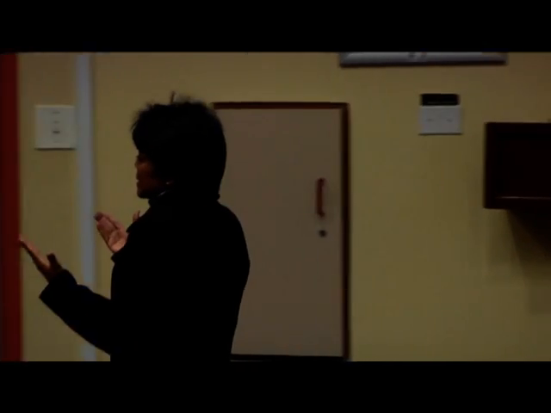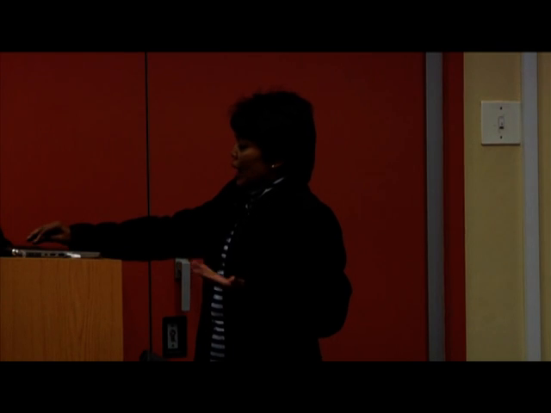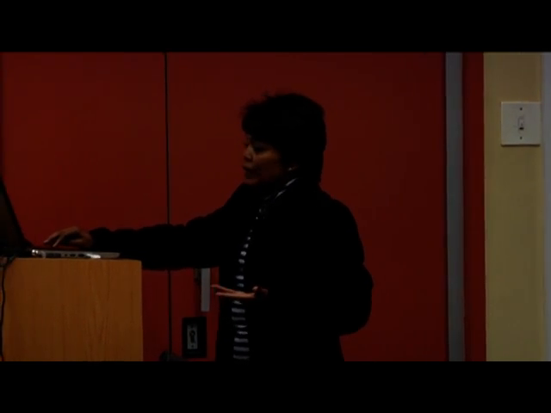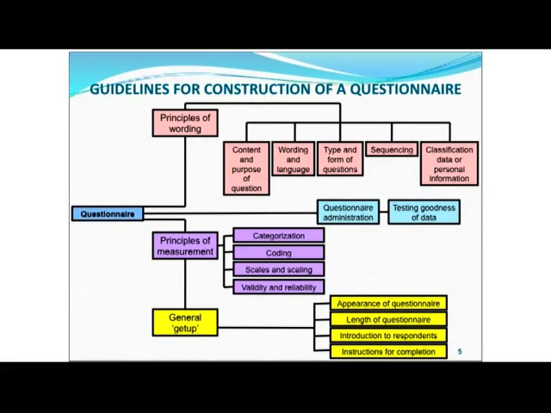Okay, so basically, let your questionnaire look good so that people want to fill it in. Have very clear instructions as well. And then we come to the last powder blue part on questionnaire administration and testing the goodness of the data. That part answers your question. How are you going to administer this questionnaire? Are you going to hand it out and collect it now?